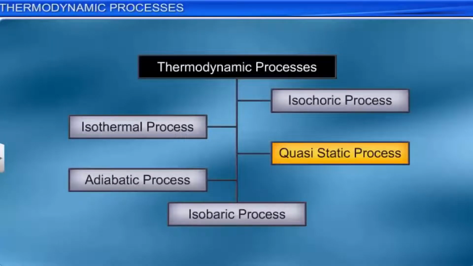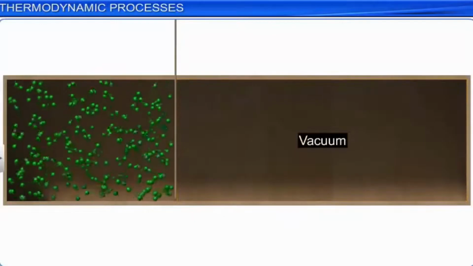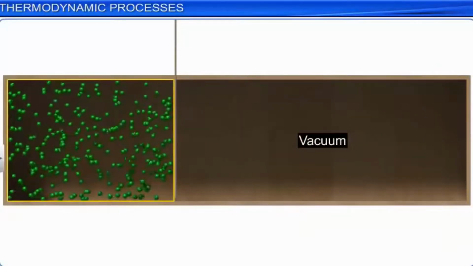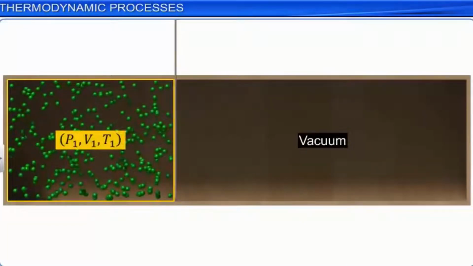Let us first learn about the quasi-static process. Consider a wooden box with two chambers separated by a wooden partition. A sample of a gas is filled in the first chamber, and there is a vacuum in the second chamber. Let the equilibrium state of the gas in the first chamber be expressed as P1, V1, T1.